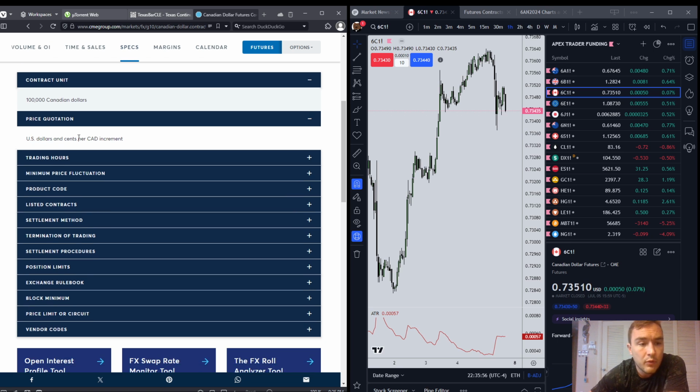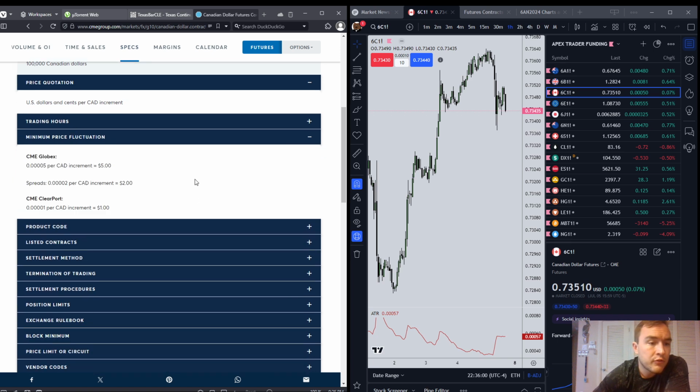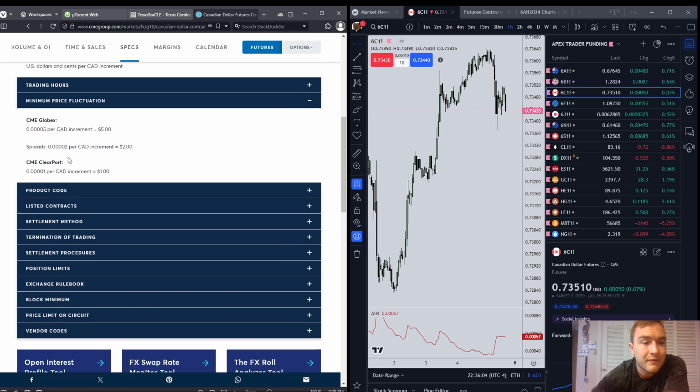Price quotation is US dollars and cents per CAD increment. Minimum price fluctuation is 0.0005 per CAD increment. That's $5 per point. And then we can see here the spread is $2.